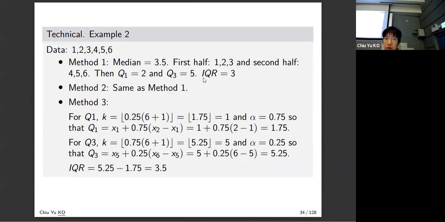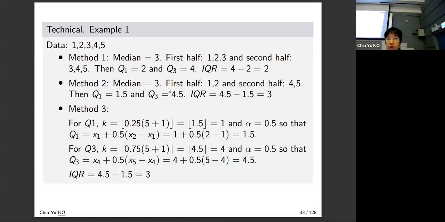And when you have 1 to 6, the median is 3.5, right? It's not anywhere in the data. So this will give the same answer as method 1. Method 1 and 2 will coincide when you have an even number of observations. They will differ when you have an odd number. But we will not use these two methods, because these two methods are rather inconsistent.